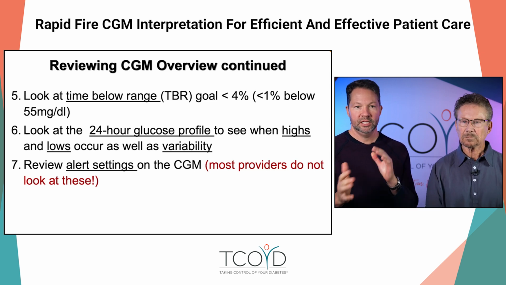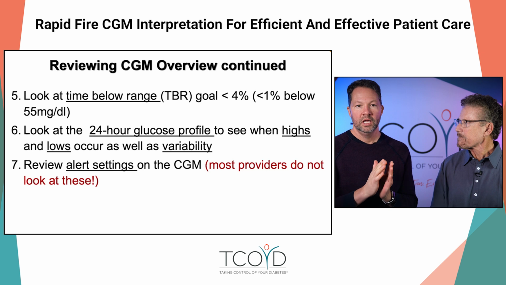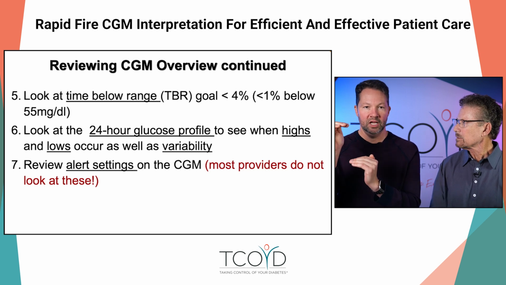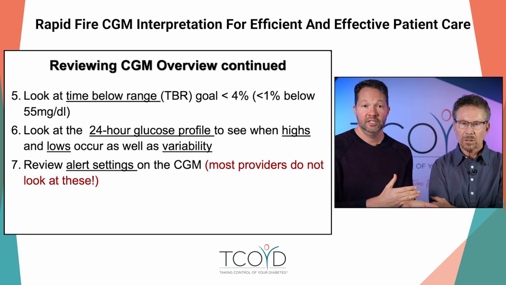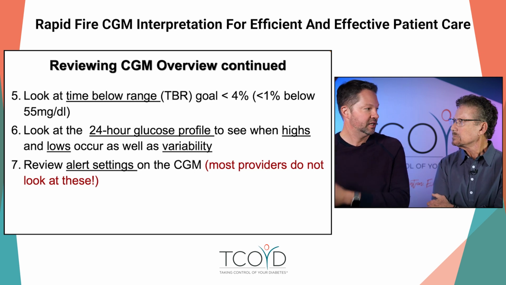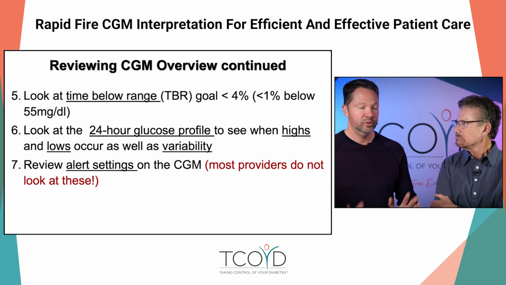So a patient can set their alerts wherever they want, and you're still going to get the data download on time in range for 70 to 180. Sometimes people will think they have to set the alerts at 70 to 180 to get the downloads to match. It's not the case. You can do those independently.